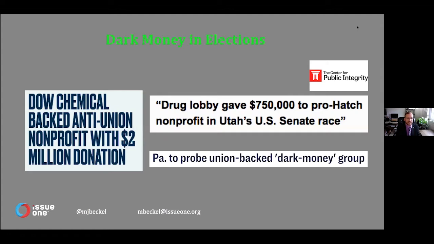And here are some examples of standalone stories that I was able to write in my time at the Center for Public Integrity by uncovering donors to dark money. So the drug lobby giving a bunch of money to a dark money group, or labor unions giving money to a big dark money group, or a major corporation giving money to a dark money group.